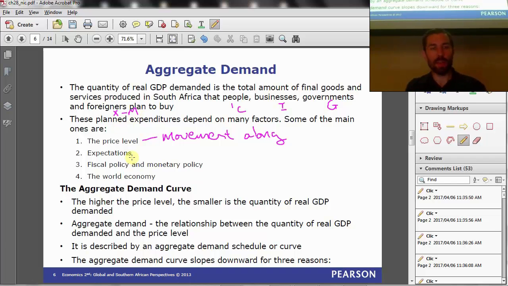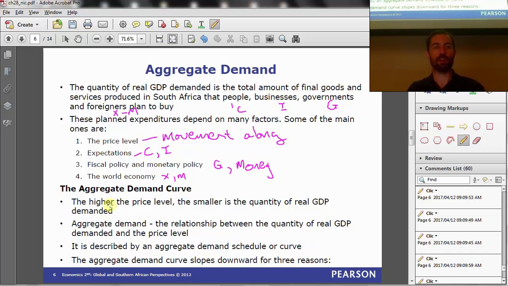Okay? So any change in expectations, which changes C or I, any fiscal or monetary policy, which changes G or M, and the world economy, which is going to change X and M. Sorry, not X minus M, just X and M. Here I've got M as in not imports. M here would be money, and M here being imports, as we would normally call imports.